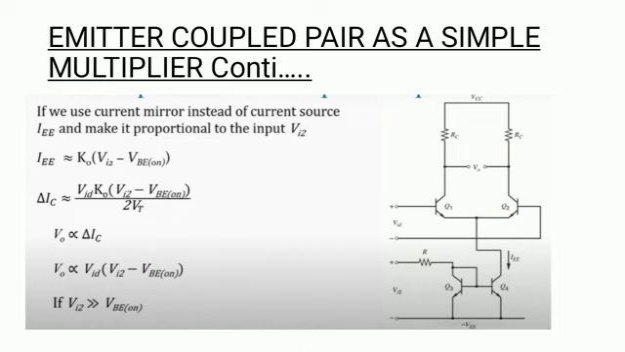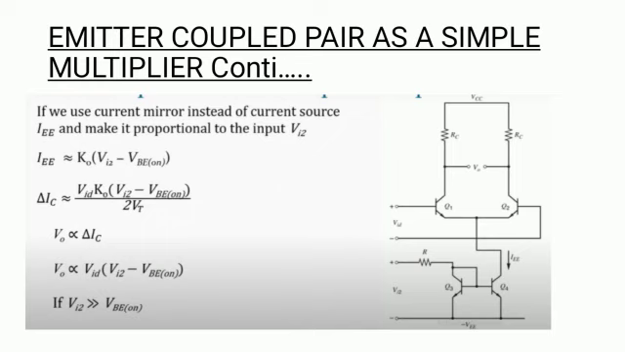VI2 should be greater than VBE on, which means that the multiplier functions only in one polarity of that input. So this type of multiplier belongs to the two quadrant multiplier.